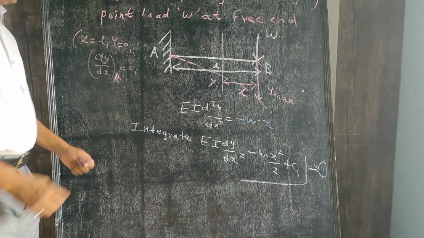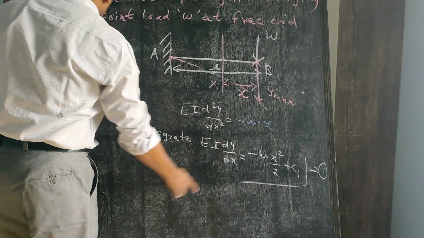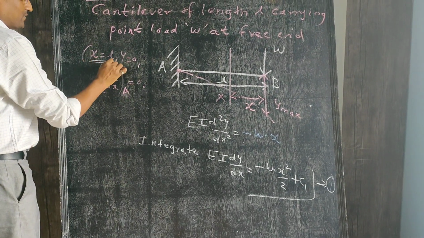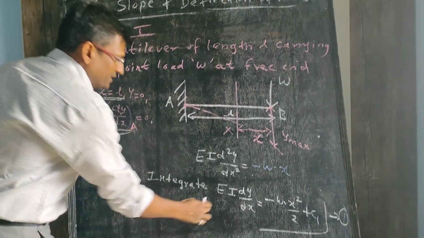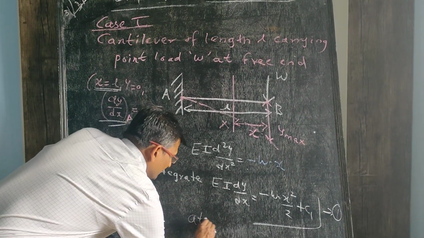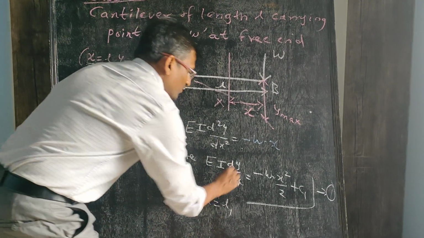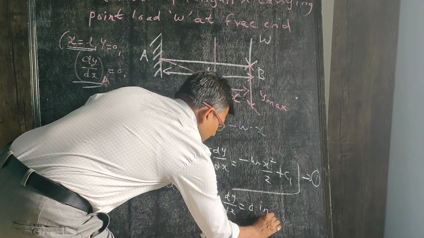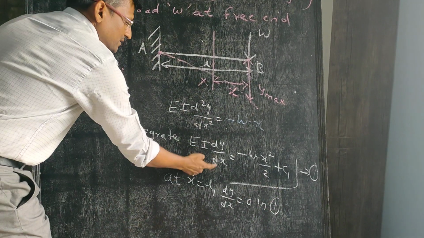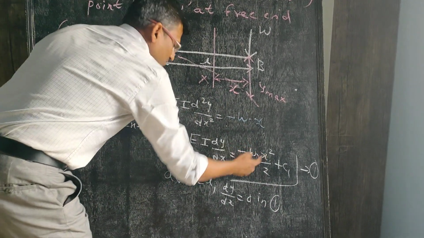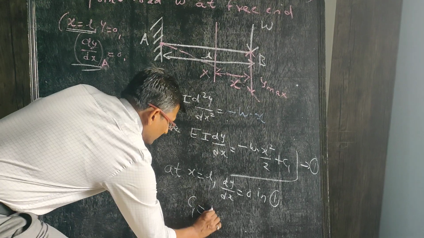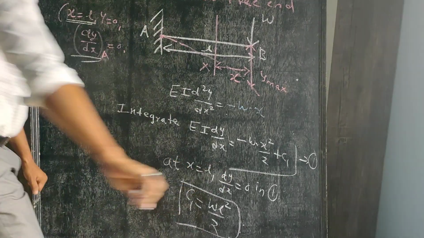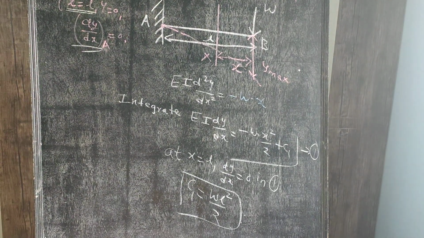Okay. What is the known condition for slope we have? Slope at the end A is equal to 0. It means at x equal to L, slope is 0. So I'll put here, at x is equal to L, slope is 0 in equation 1. dy by dx is 0, x is L. So C1 is then WL square by 2. Is it? Check it. This is the value of the first constant we have determined.